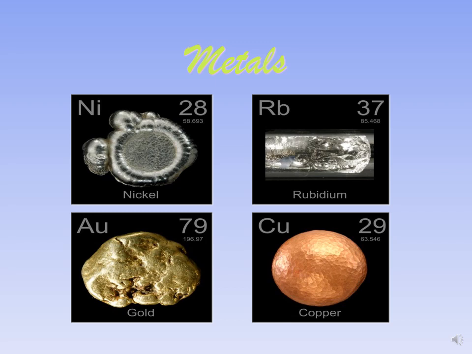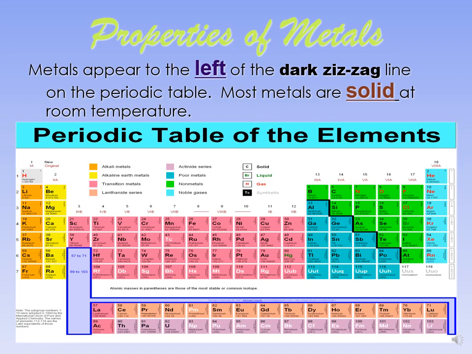So here are some examples of different types of metal. Here we have nickel, which has an atomic weight of 28 grams per mole. Rubidium, which is heavier. Copper, which is 29 grams per mole, and gold, which is extremely heavy at 79 grams per mole. And so what do these properties have? First of all, these metals that we're talking about are left of that black zigzag line that we have here on the periodic table of elements. And most of these elements are solid at room temperature, with very few exceptions.